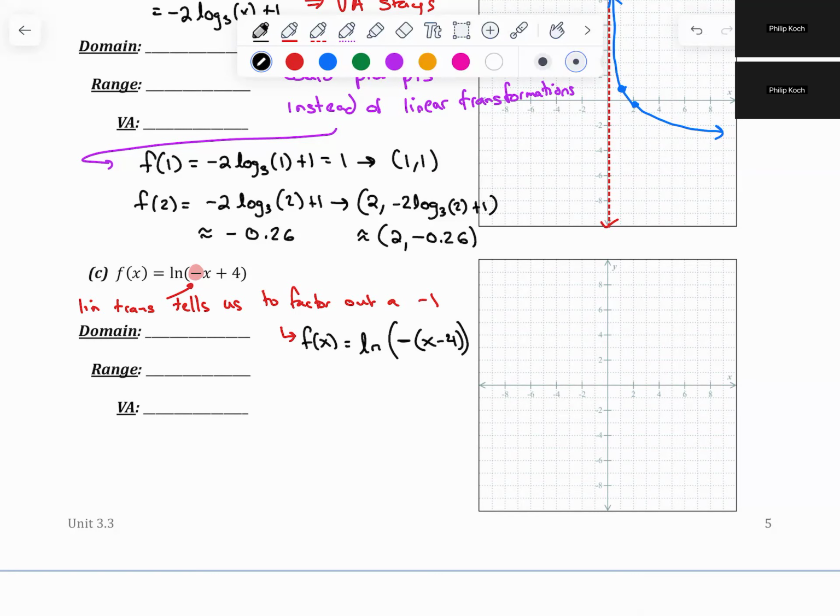This is that one tricky situation because it's a negative x that we have to factor out, because that changes how the shift is. Because it's -x plus 4, it's not a shift to the left, it's a shift to the right. Because it's a minus on the inside, it's a shift right 4, which implies the VA is at x equals 4.